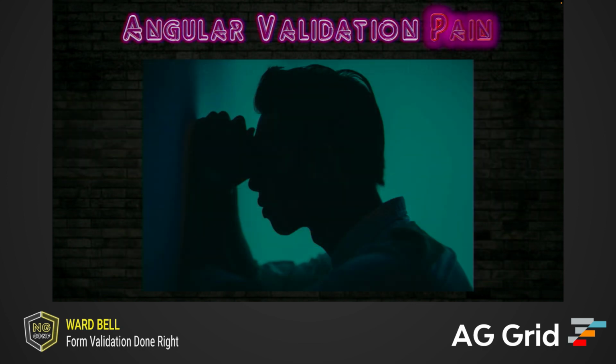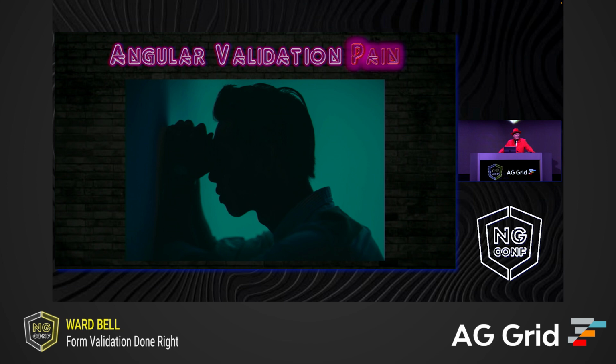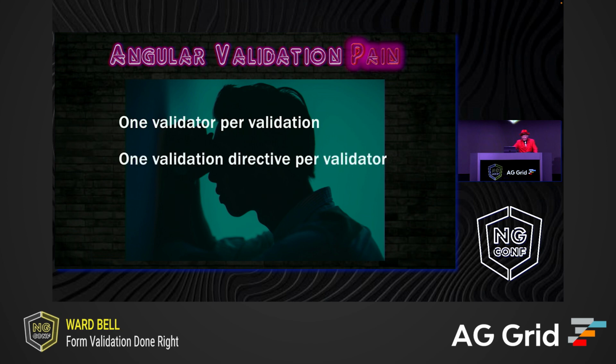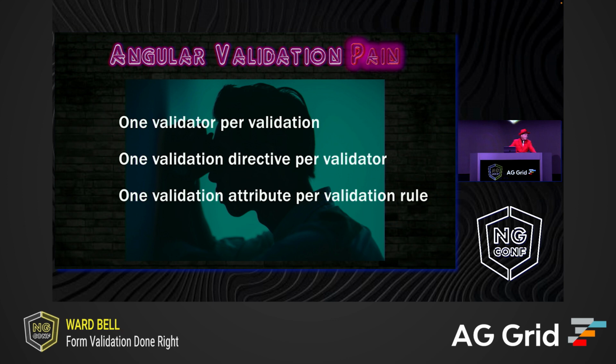Now this strikes me as a lot of pain. If I've got over 100 custom validations, what am I doing? Writing one validator per validation rule. Writing one validation directive per validation rule. Writing one attribute, decorating this thing crazy with this. And we haven't even gotten into how hard it can be to write a complex validation.